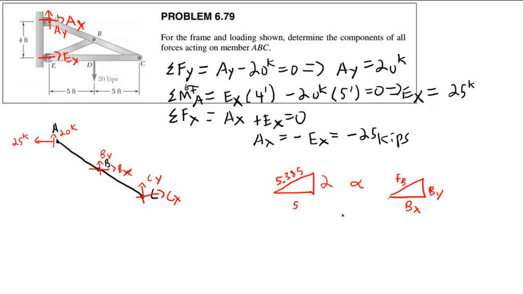What we now know is that Bx over By equals 2 over 5. Or I could say, if I wanted to, Bx equals 2/5 By.